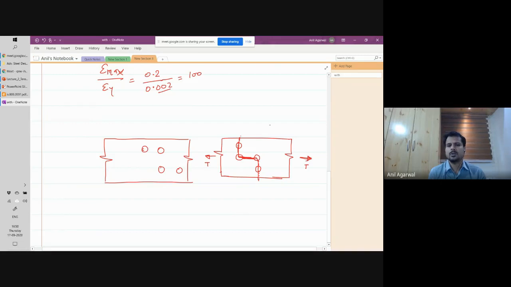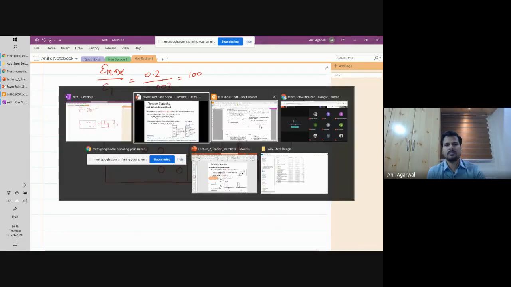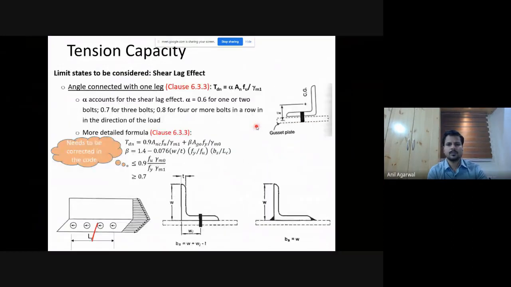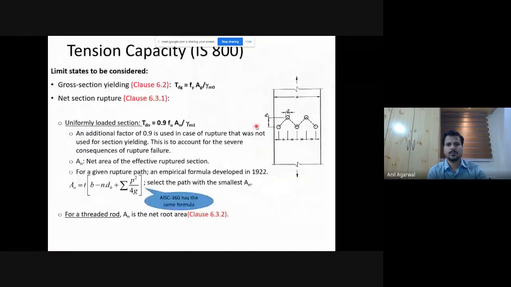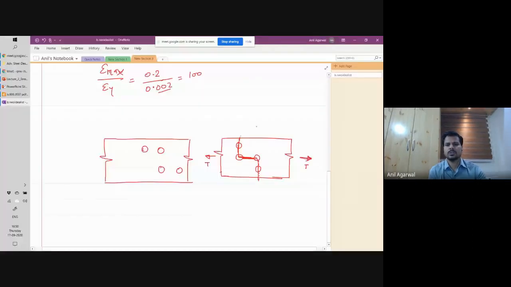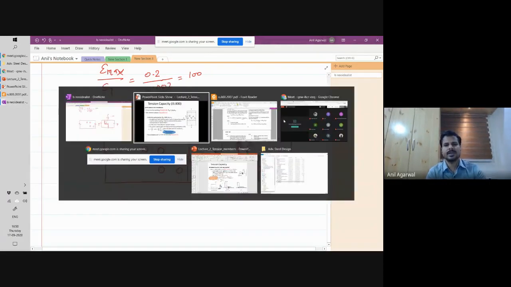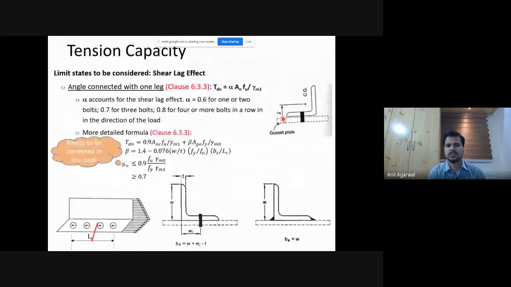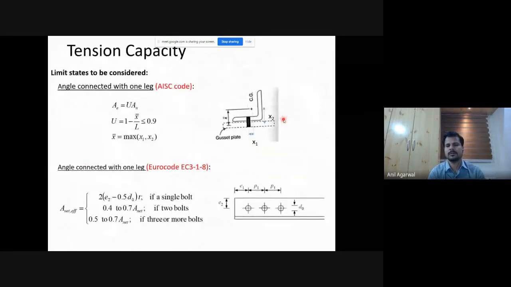And then that expression which had sigma P square by 4G, that P square by 4G for this part becomes infinity. So that expression fails here. It is meant for a certain range of P versus G values, not for this kind of situation.